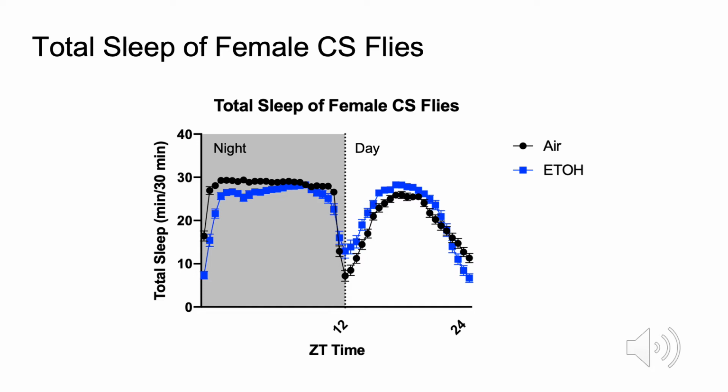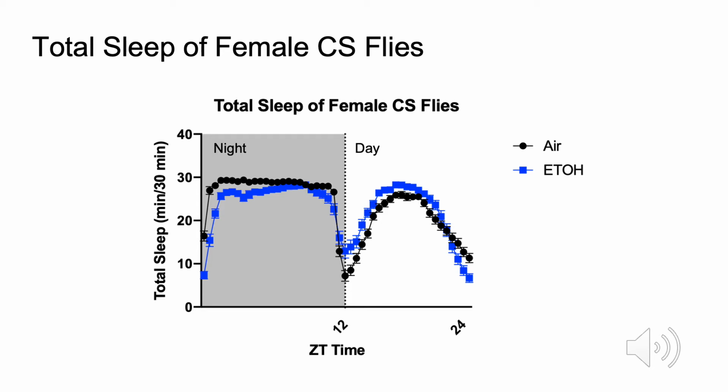In general, what we observe is this graph that shows the total sleep of, in this case, female wild-type flies. On the y-axis is total sleep, and on the x-axis is time. The dark part of the graph is the night, and the light part of the graph is the day. The flies that were exposed to air are symbolized by these black dots, while the flies exposed to ethanol are symbolized by these blue dots.